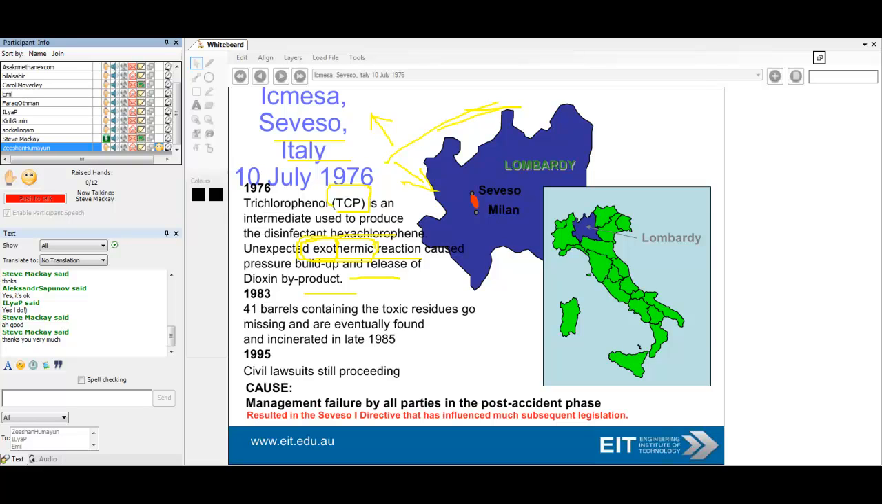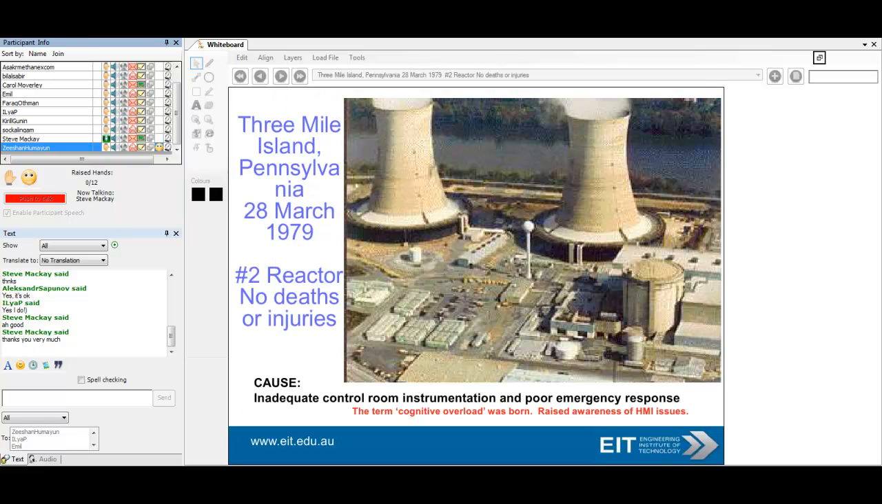So again, big problem. So what are the issues here? Management failure, and obviously lack of control. Three Mile Island in Pennsylvania, 1979, number 2 reactor. No deaths or injuries, but I can promise you with the release of radioactive material, we may have a lot of unexplained deaths or horrible diseases due to cancer. That was due to inadequate control room instrumentation and poor emergency response.